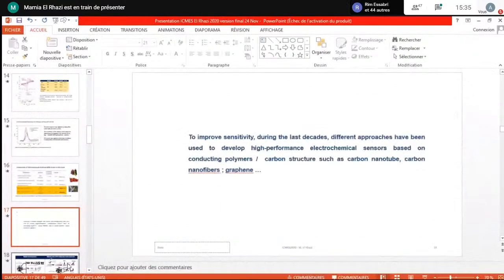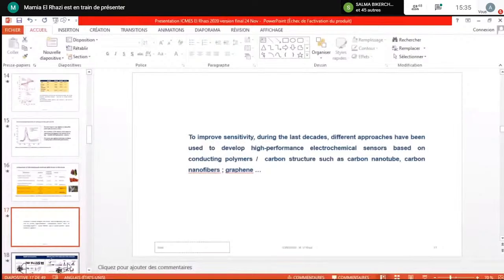So I just give two examples about carbon detection. To improve sensitivity during the last decade, different approaches have been used to develop high-performance electrochemical sensors based on conducting polymers, carbon nanostructures, such as carbon nanotube, carbon nanofiber, and also graphene.